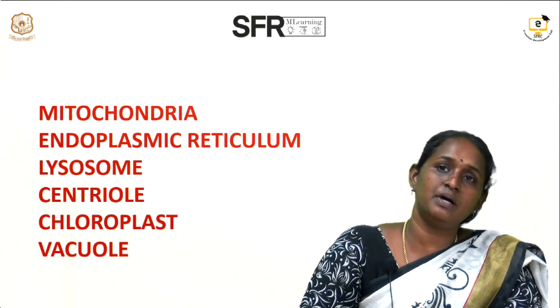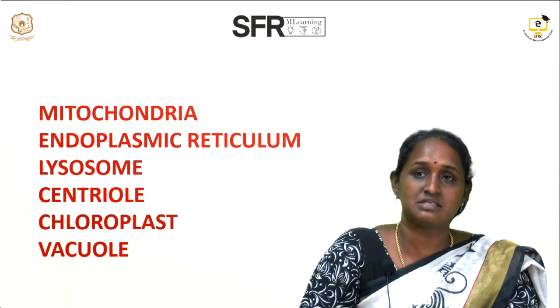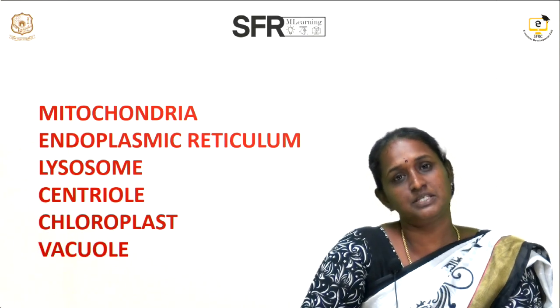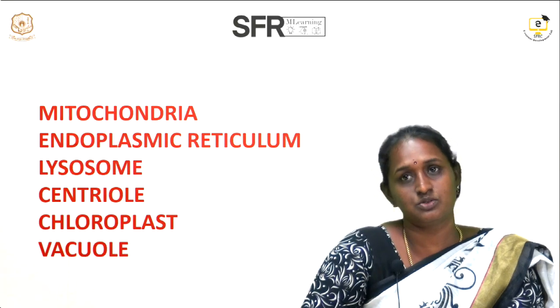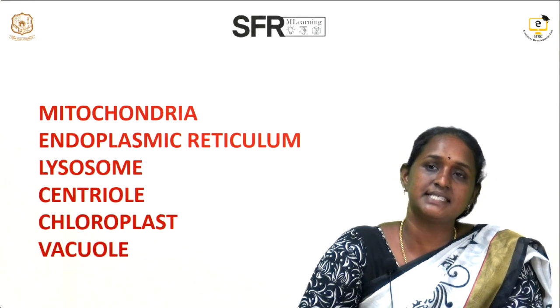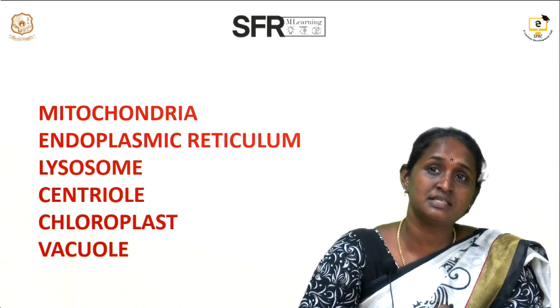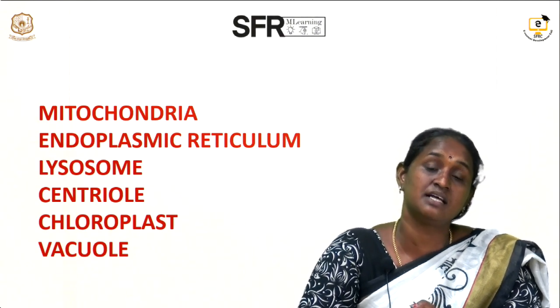Next one is the lysosome. It is an important part of a cell. The lysosome is called the suicide bag of a cell. When the cell gets matured, it enters into a lysosome. And the next one is the centriole. The centriole is used for the separation of chromosomes in cell division.